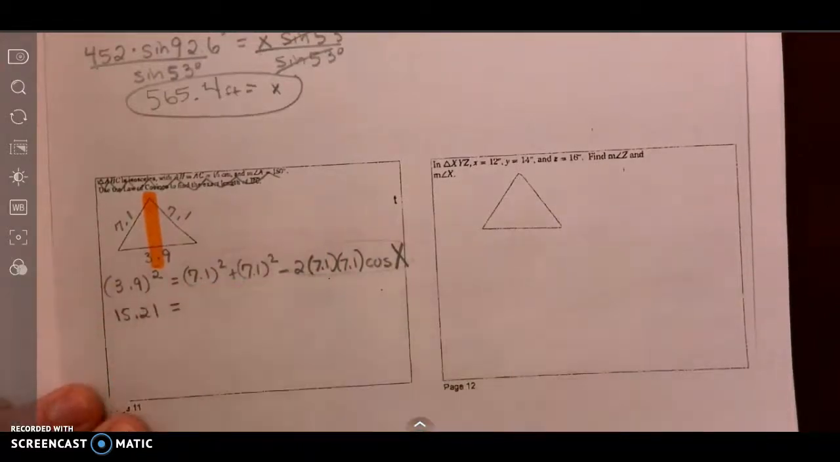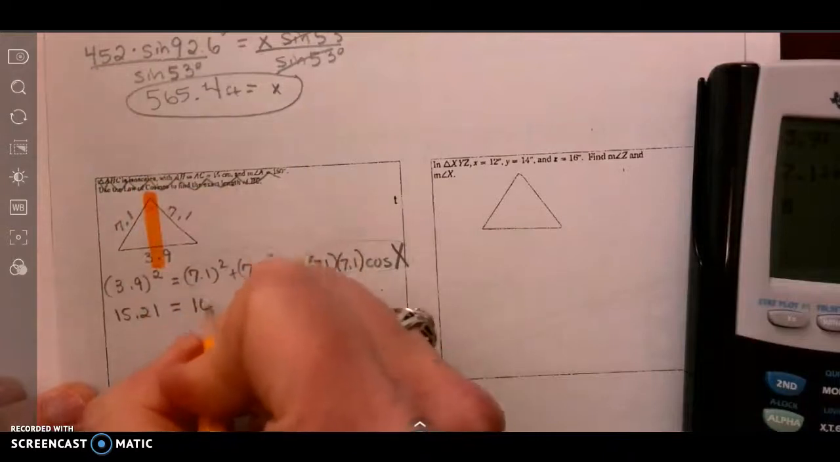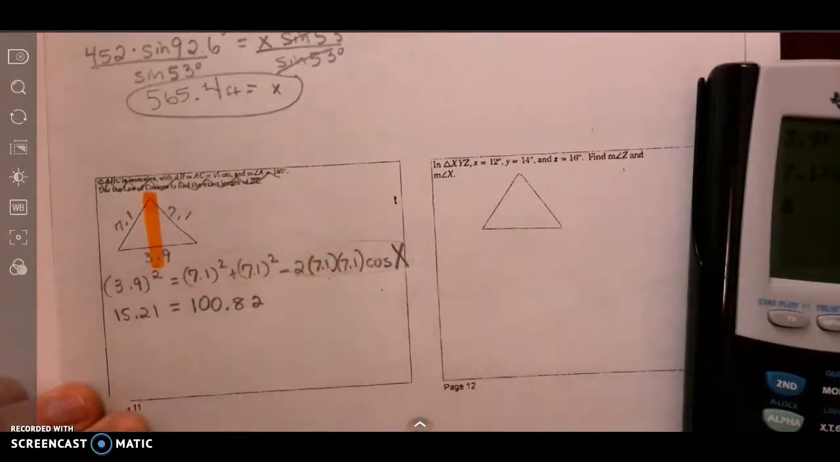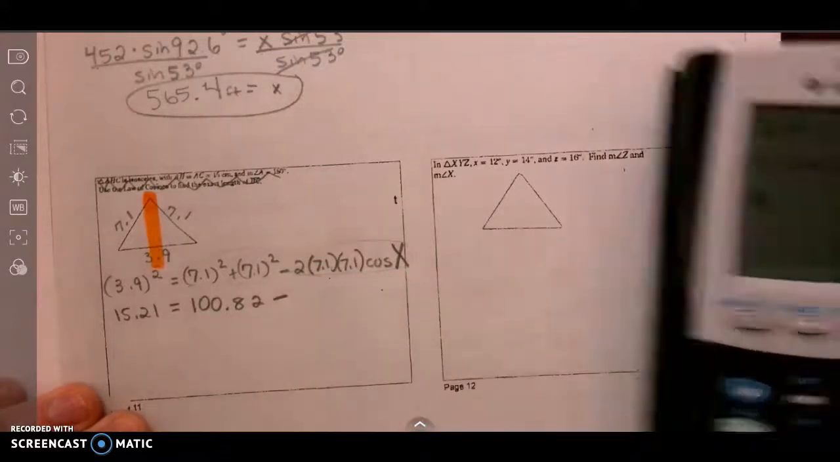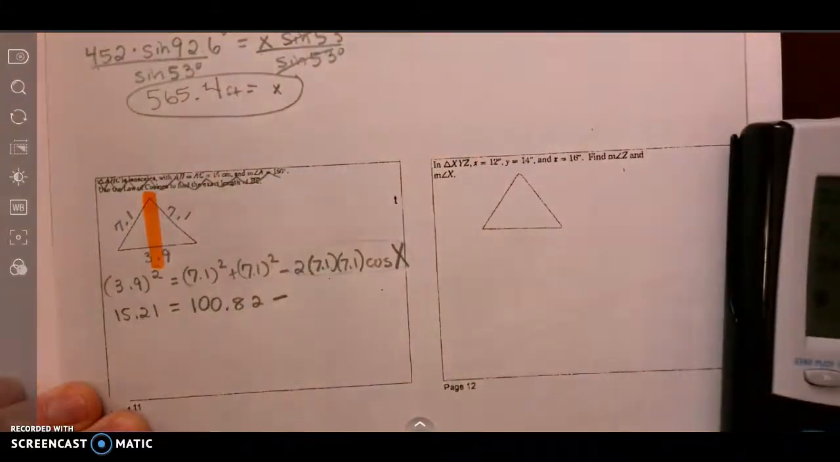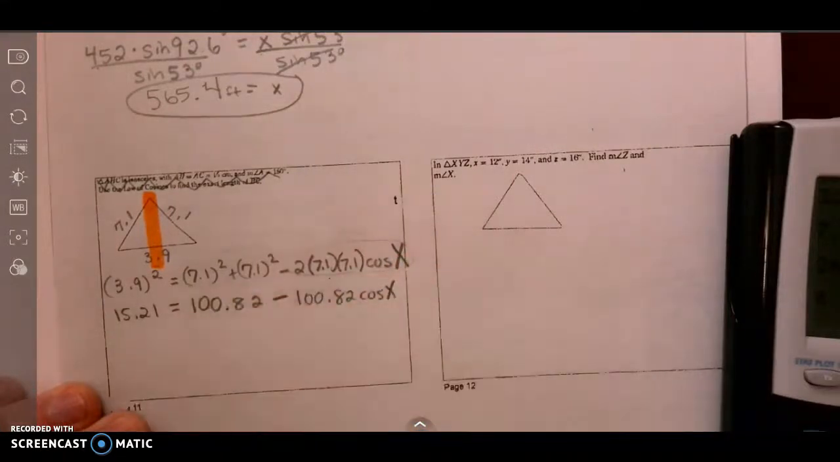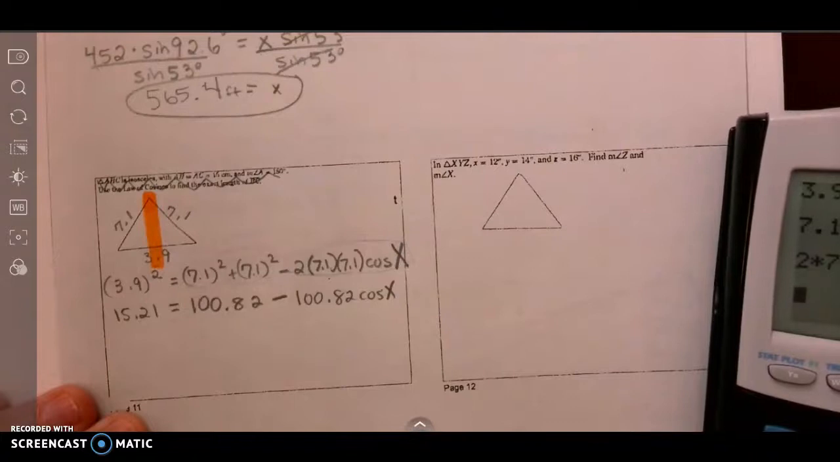So what I'm going to do now is this next part here. I can do 7.1 squared plus 7.1 squared, and I get 100.82 minus, and do this next part, 2 times 7.1 times 7.1, and I get 100.82. That's just because these are the same. 2 times, yeah, I did that correctly.